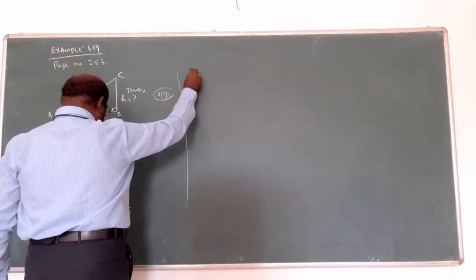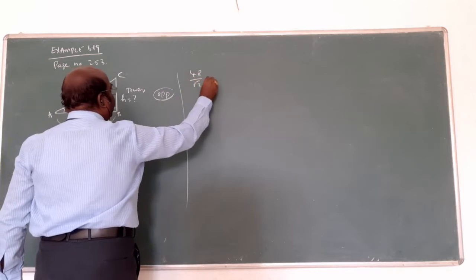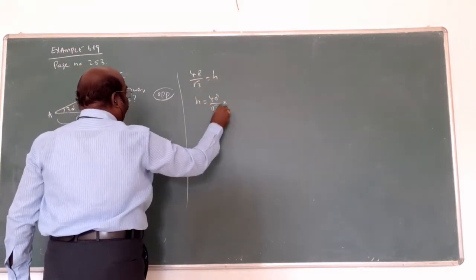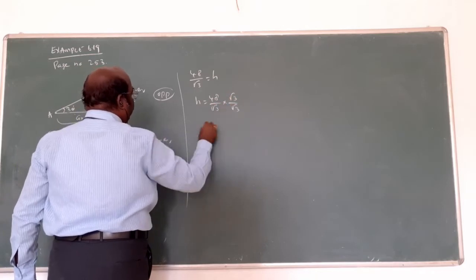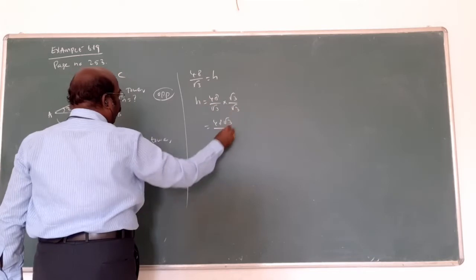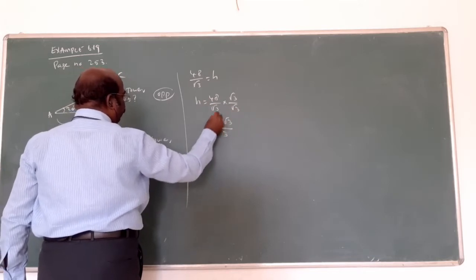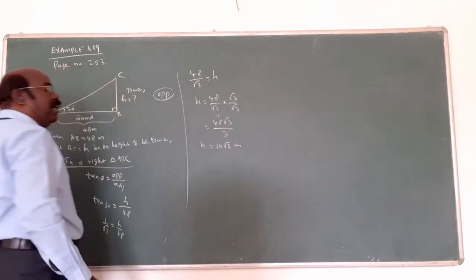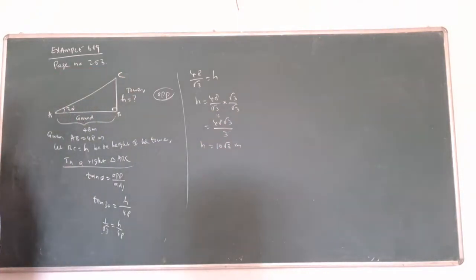h is equal to 48 by root 3. This came as 48 by root 3. Multiply by root 3 divided by root 3. 48 root 3 is the numerator. Root 3 times root 3 is only 3. Cancel. 16 root 3 meters is the height of the tower.